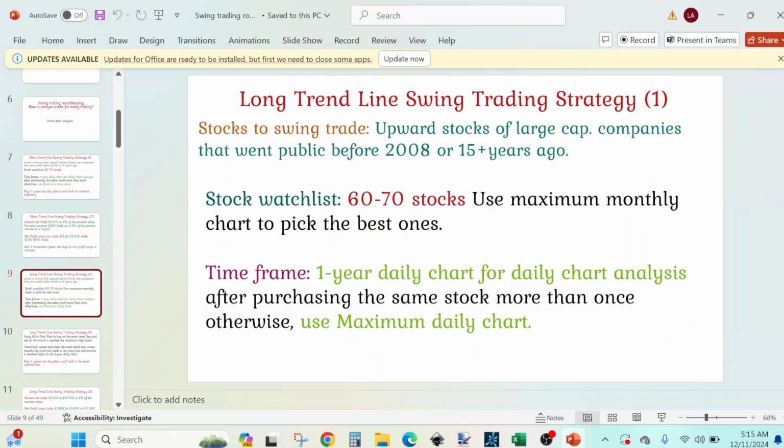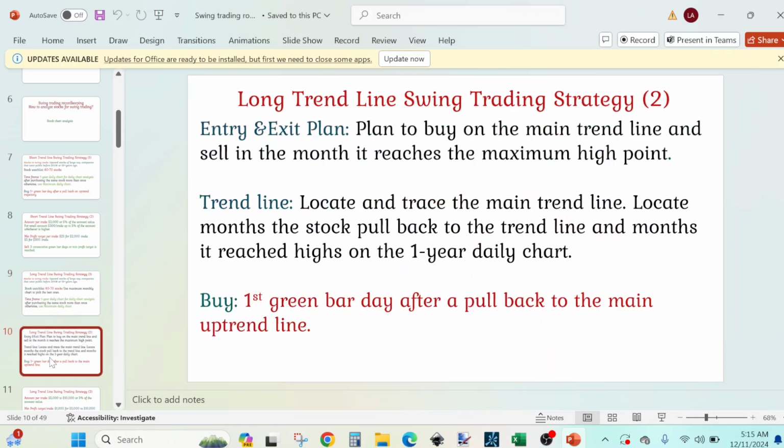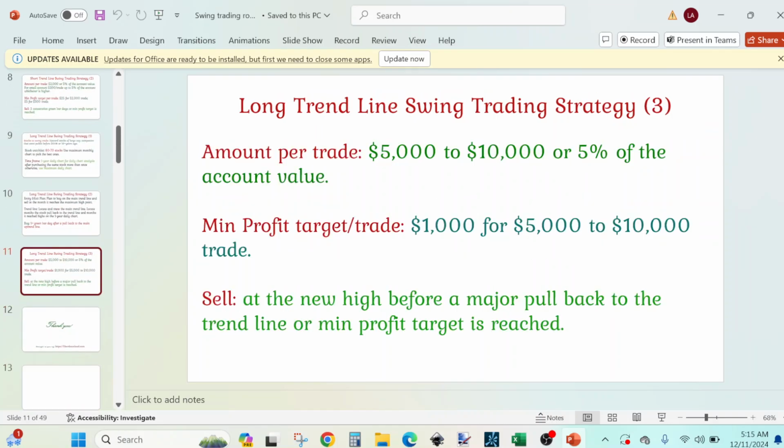But now we wanted to take it a little bit further and trade on long trend lines, using relatively about the same swing trading strategy, but work with longer trend lines, allocate more to the trade, target higher profits and sell it at a new high.